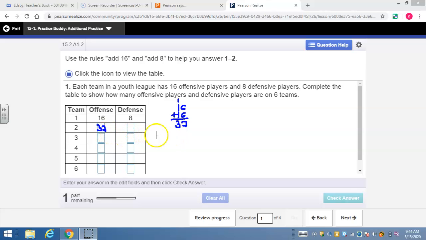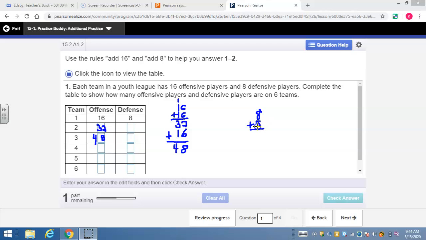Now to find how many would be on 3 teams, what do I have to do? That's right, I just need to add 16 again. So 2 plus 6 is 8, 3 plus 1 is 4. So then I just put 48 here. Okay, and then I just keep on adding 16 to get how many would be on 6 teams. And now for my defense, I'm going to do exactly the same thing, except with the number 8.